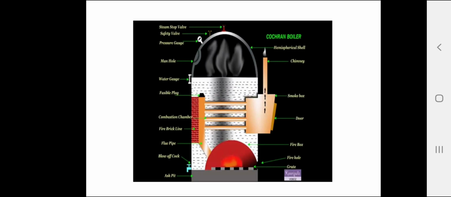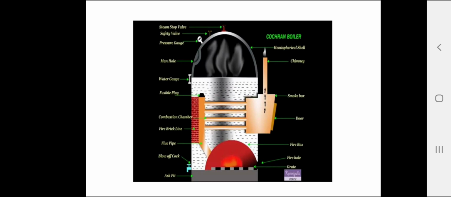This figure shows the Cochran boiler. It is a simple vertical multi-tube small capacity boiler. It is compact and requires minimum floor area. The evaporative capacity ranges from 150 to 3000 kg per hour and the working pressure is up to 20 bar.